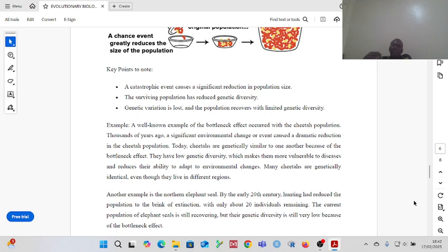And that's one of the things that makes them more vulnerable to diseases. It gives them a reduced ability to adapt given environmental changes. Because with a bottleneck effect, you are reducing the variation, you are reducing the diversity. And we said for there to be evolution it needs a high diversity. Evolution needs variation. But a bottleneck is reducing the variation.